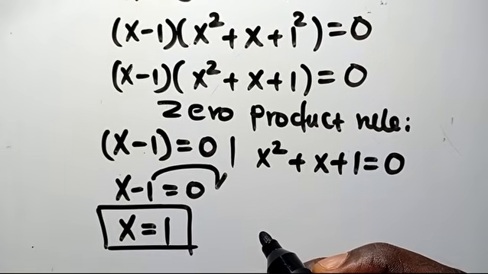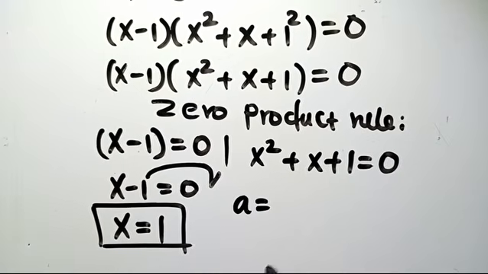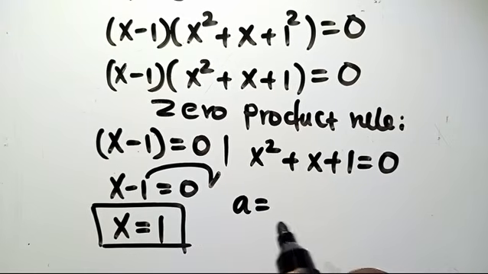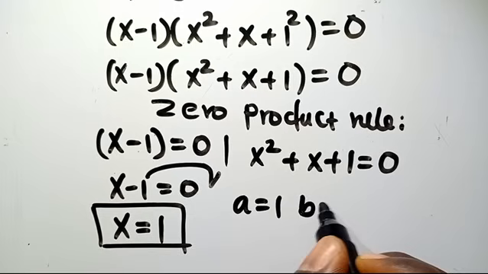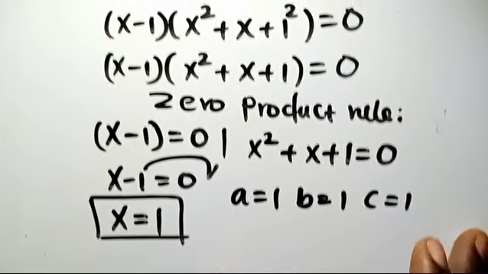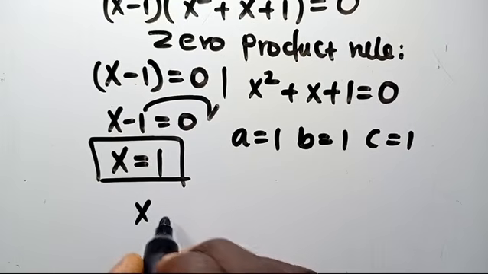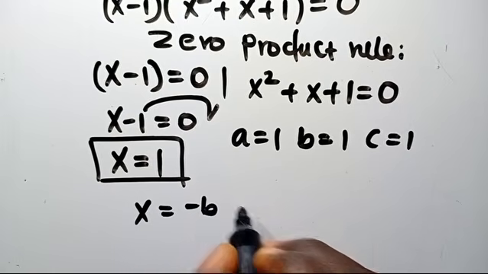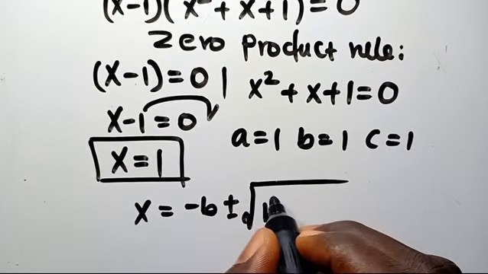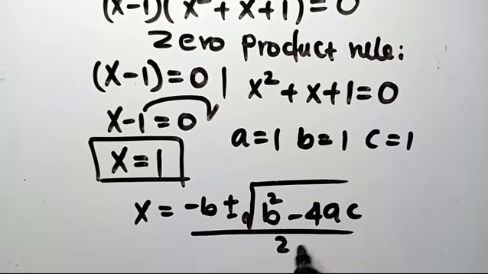Applying the quadratic formula, let's define the following parameters. A, the coefficient of x squared, is 1. B, the coefficient of x, is 1. C is equal to 1. Now, applying the general quadratic formula that says x equals minus b, positive or negative, square root of b squared minus 4ac, over 2a.